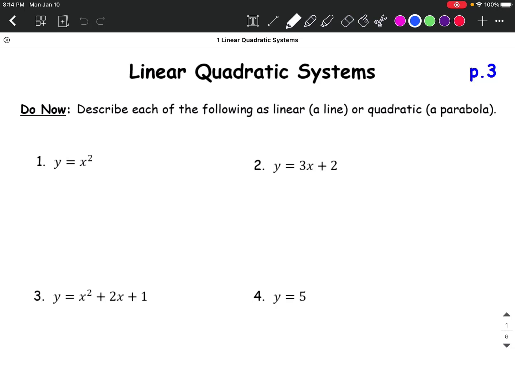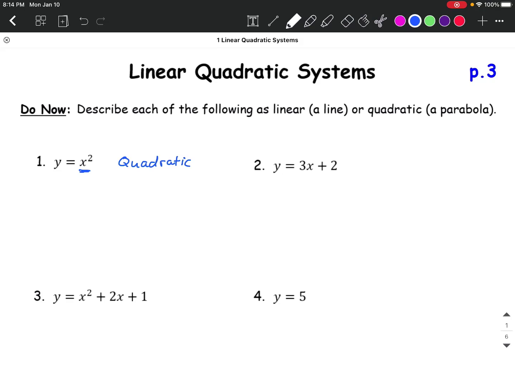Hi everyone. Okay, so today we're going to look at linear quadratic systems. So the first thing you need to know is to be able to tell the difference between a line and a parabola, which kind of function is going to give you which. Notice how this has an x squared. That makes this a quadratic function.